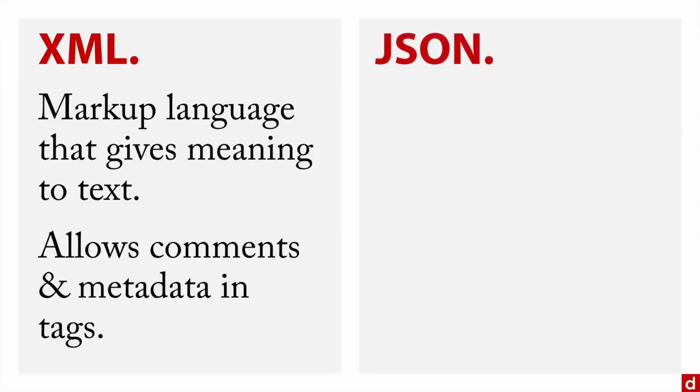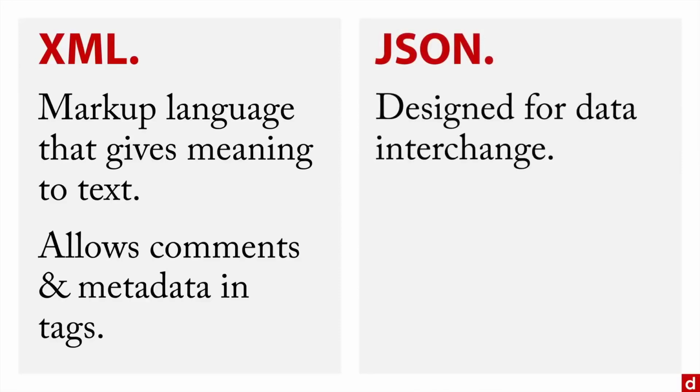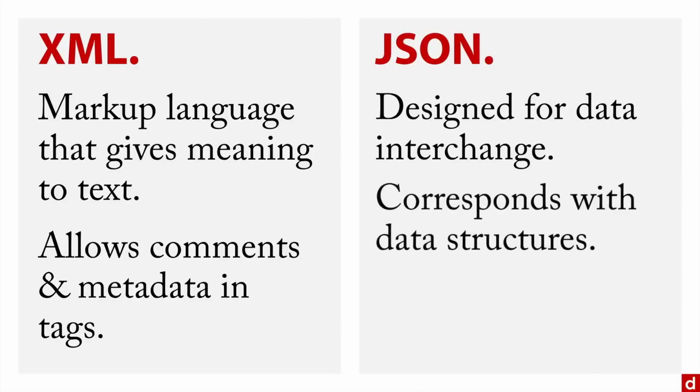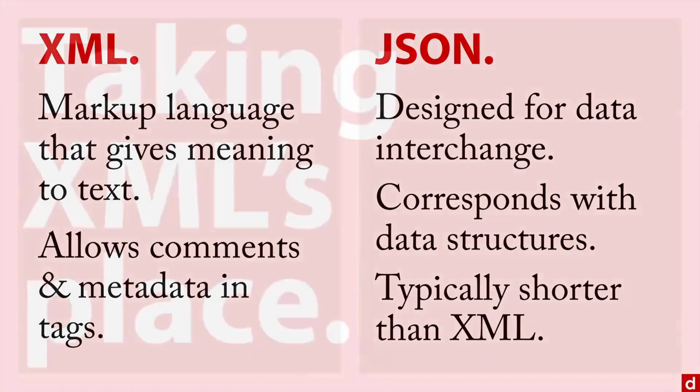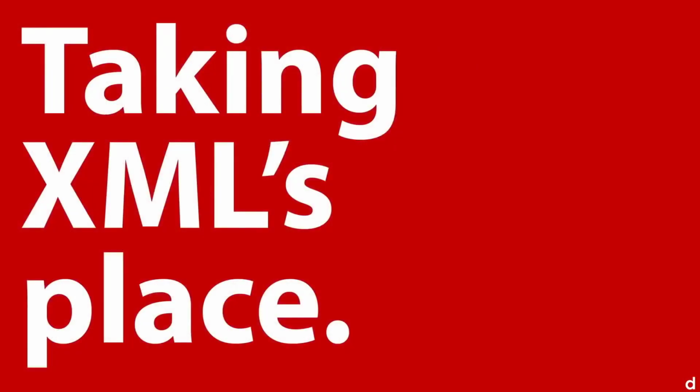JSON, on the other hand, is specifically designed for data interchange. And so it's got that special focus. And the structure of JSON corresponds with data structures. It directly represents objects and arrays and numbers and strings and booleans. And that works really well with the programs that you use to analyze data. Also, JSON is typically shorter than XML because it does not require the closing tags. Now, there are ways to do that with XML, but that's not typically how it's done. As a result of these differences, JSON is basically taking XML's place in web data. XML still exists, still used for a lot of things, but JSON is slowly replacing it.